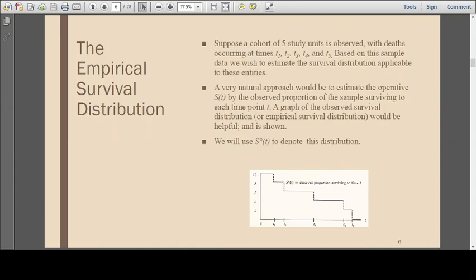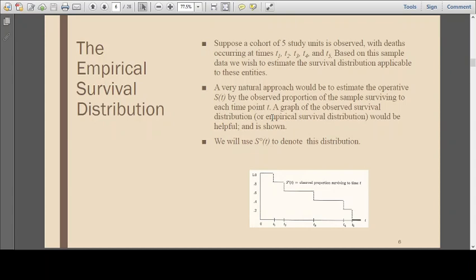The empirical survival distribution. Suppose a cohort of 5 study units is observed with death occurring at times T1, T2, T3, T4, and T5. Based on this sample data, we wish to estimate the survival distribution applicable to these entities. Bear in mind, we don't really know the values of T1, T2, T3, T4, and T5.